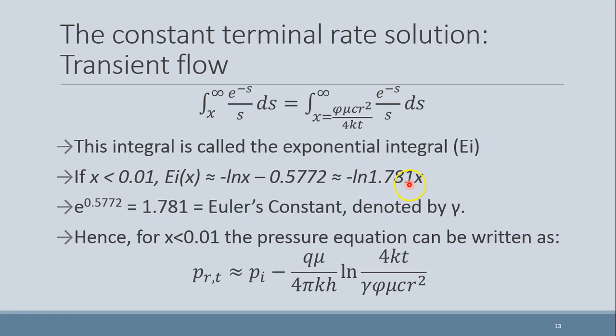This 1.781 can also be denoted by gamma. This is Euler's constant, where e to the power 0.5772 is equal to 1.781, denoted by gamma. Whenever you see gamma around here, it means it's Euler's constant. So for x less than 0.01, the pressure equation can be written as P(r,t) approximately equal to Pi minus Q mu by 4 pi kh ln 4kt by gamma phi mu c r square.